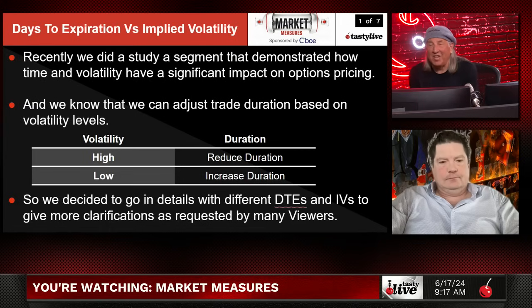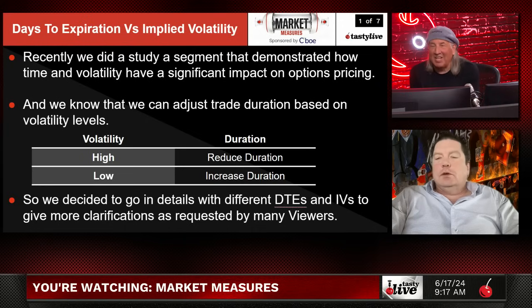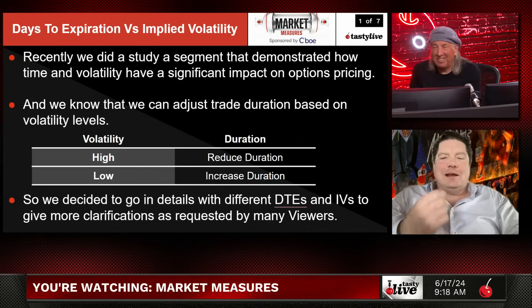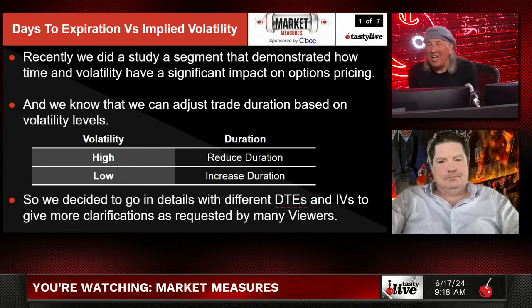We've done multiple studies on this showing that when volatility is really low, like it is now, if you increase duration a little bit and go from like 45 to 65 days, you synthetically are giving yourself a slightly higher volatility, right? That's exactly right, because time and volatility are synthetic equivalents to each other. So we decided to go into details with different days to expiration and implied volatilities to give more clarifications, because this was a request from many viewers.